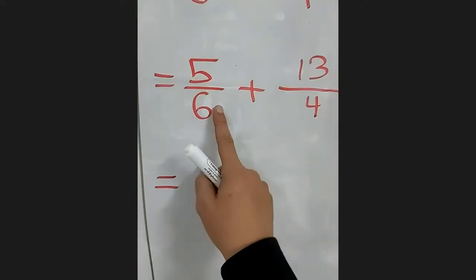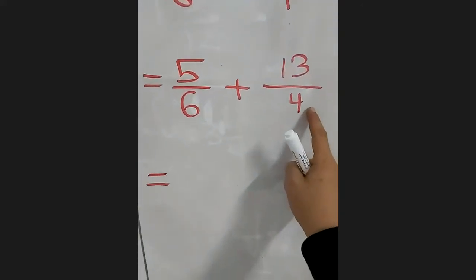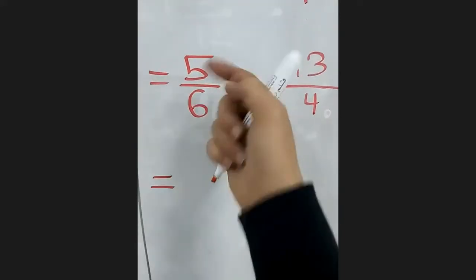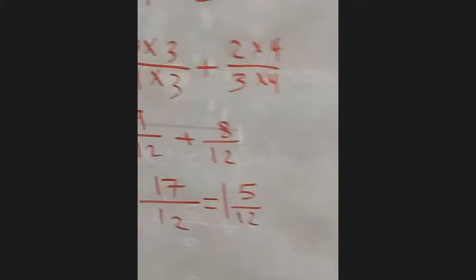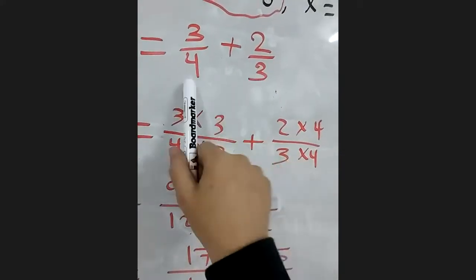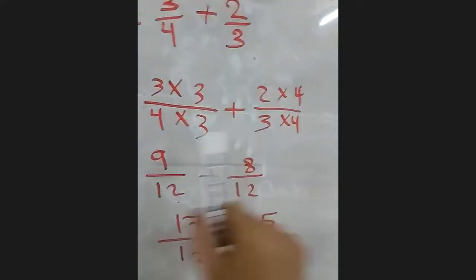6 by 2, it will be what? 12. And 4 by 3, it will be what? 12. But if we multiply down, we need to multiply up, right? Yes. So here, guys, if you look here, 4 and 3, we can make them both 12 by multiplying 4 with the 3 and the 3 with 4. This is what I did here.